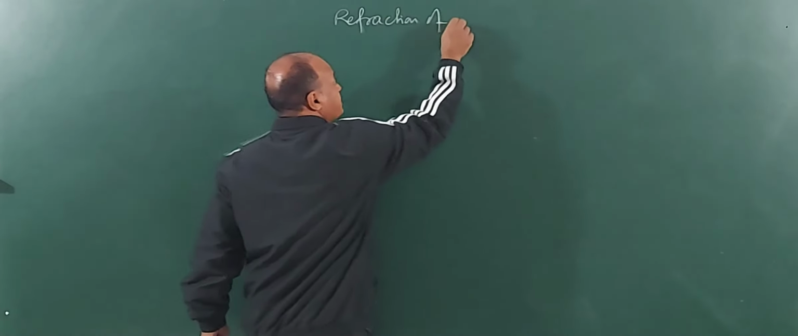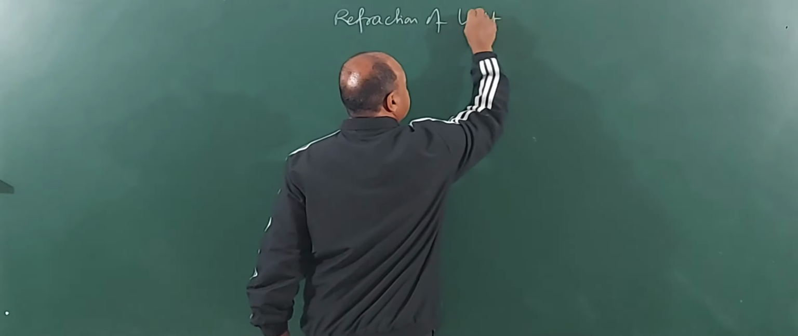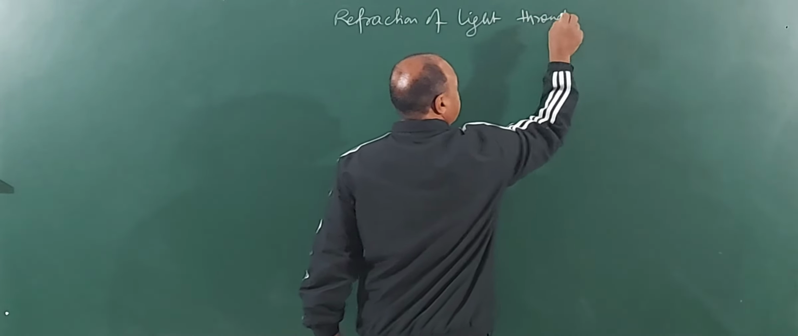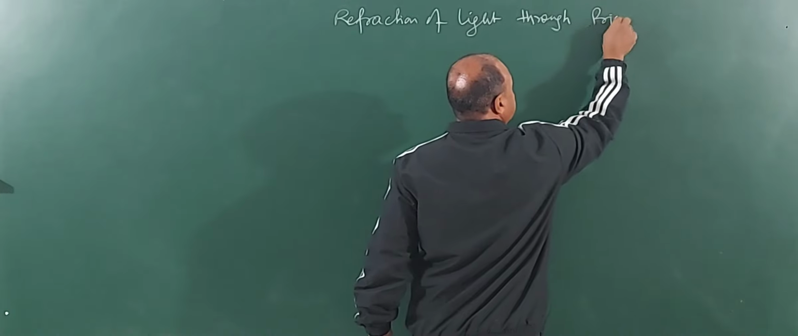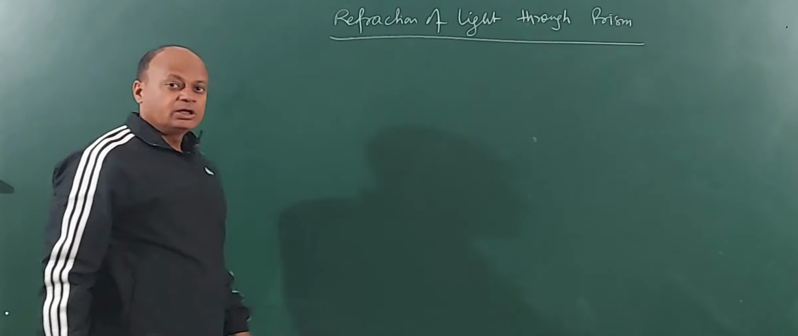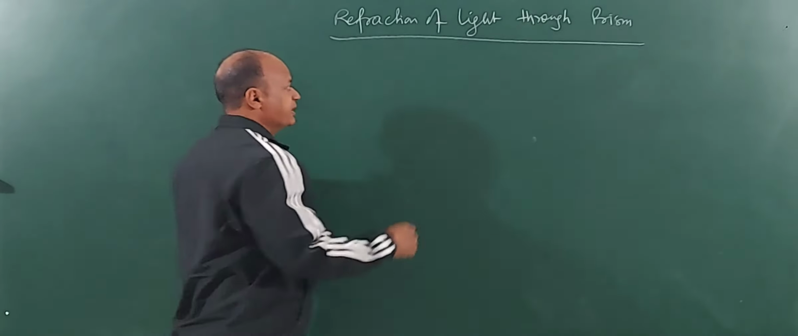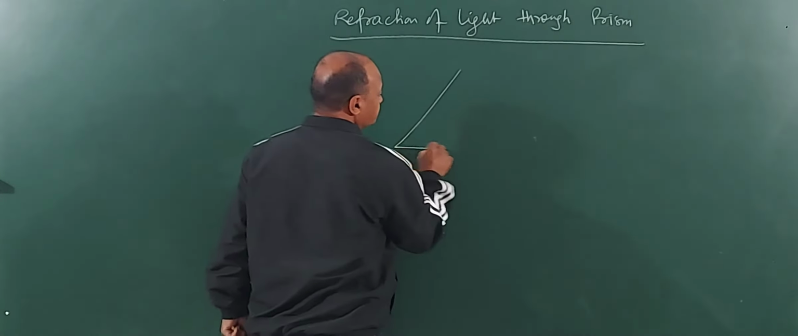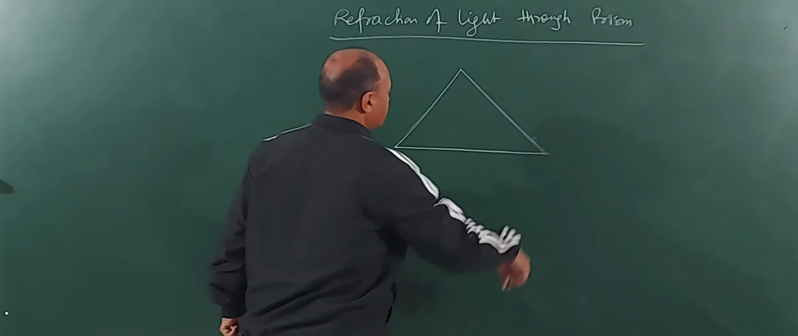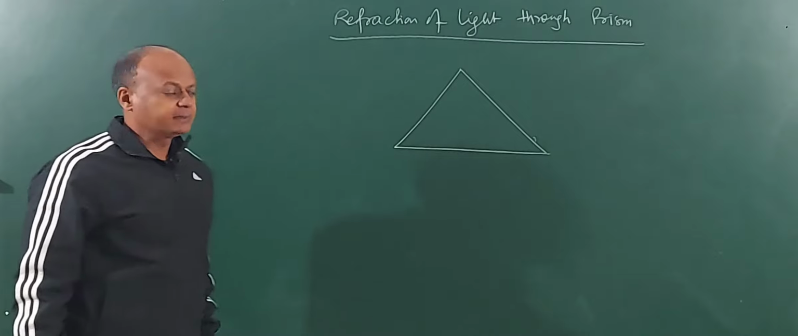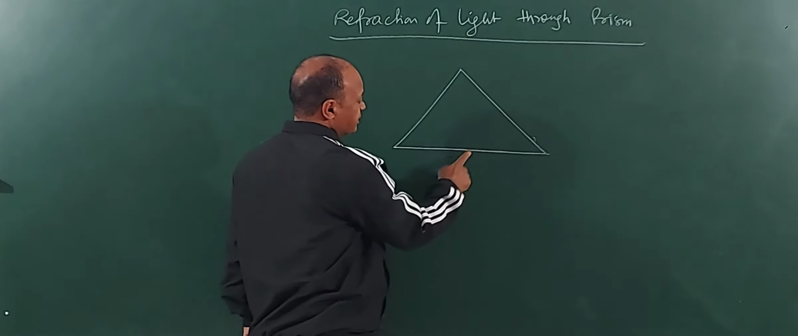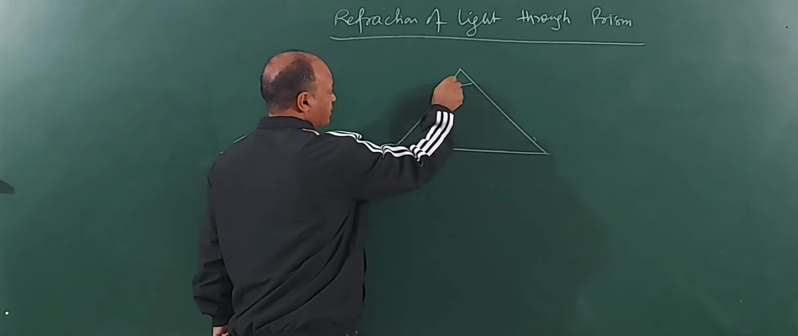Refraction of light through prism. Let's consider a prism here. A prism is basically what? It's a homogeneous refracting medium. These two are the refracting surfaces. This is called the base, and this is called the prism angle.